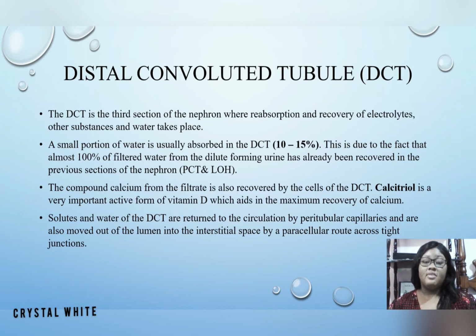Calcium is another important compound that is reabsorbed in the DCT. Calcitriol is an important form of vitamin D that aids with the recovery of calcium. For solutes and water of the DCT to be returned to the circulation, it is done by the peritubular capillaries.